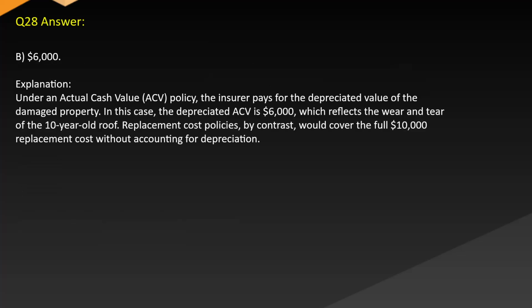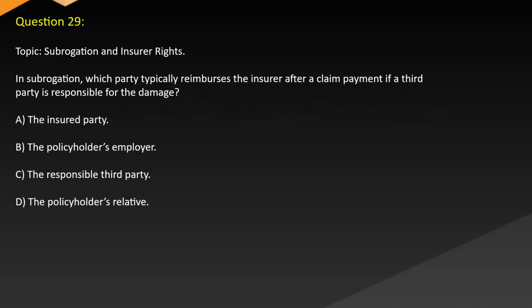Answer: B. $6,000. Explanation: under an actual cash value (ACV) policy, the insurer pays for the depreciated value of the damaged property. In this case, the depreciated ACV is $6,000, which reflects the wear and tear of the 10-year-old roof. Replacement cost policies, by contrast, would cover the full $10,000 replacement cost without accounting for depreciation. Question 29. Topic: subrogation and insurer rights.